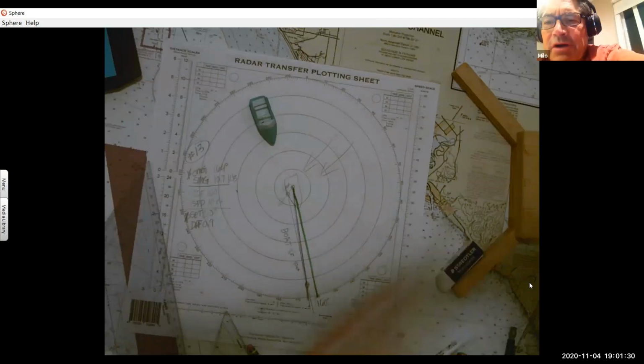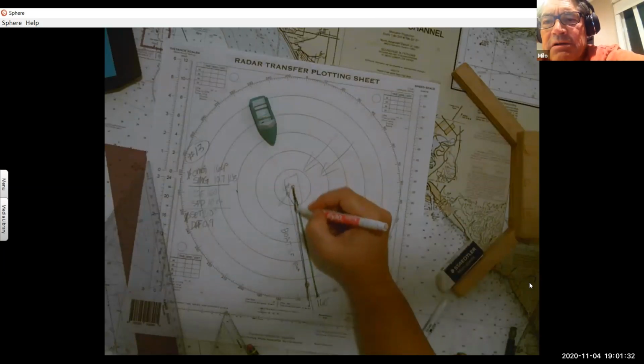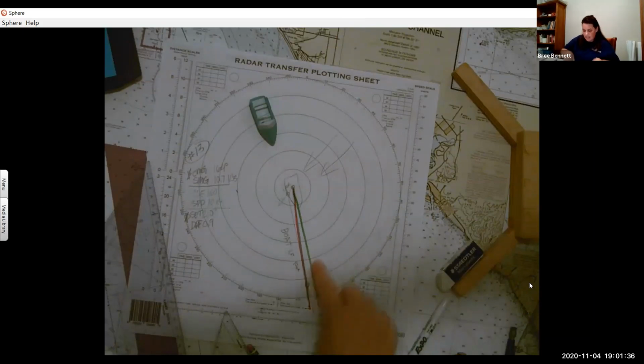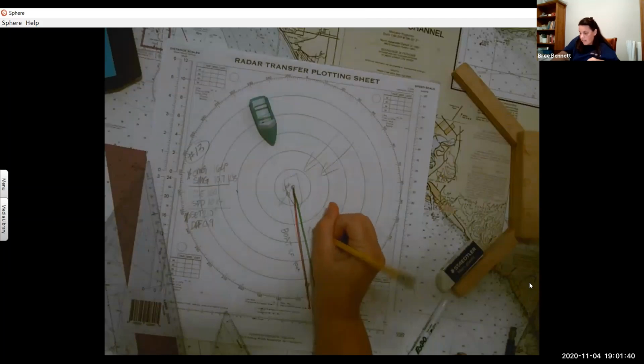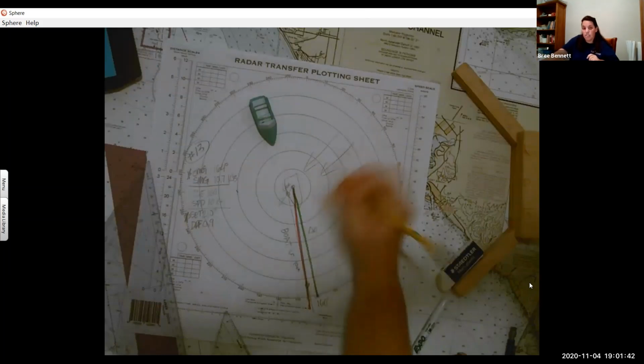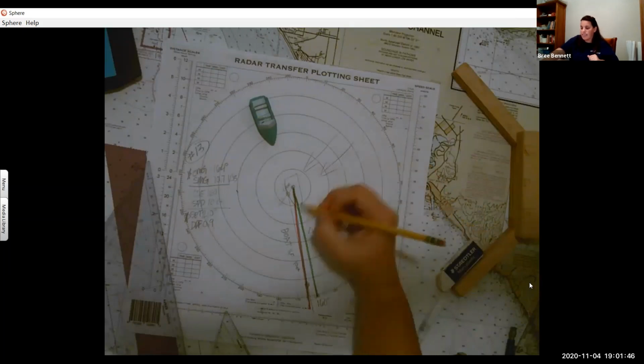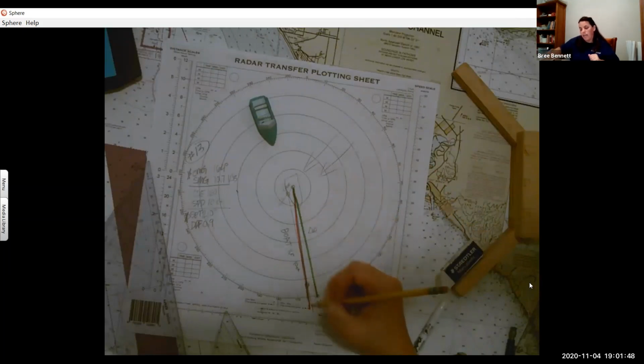Which line do you want to go on? You want to go on the 160 line? Okay, so the green line is what our boat is doing. So that's our DR line. The current is pushing us. So what ends up happening is that we end up making good this pink line. That's what happened over ground.